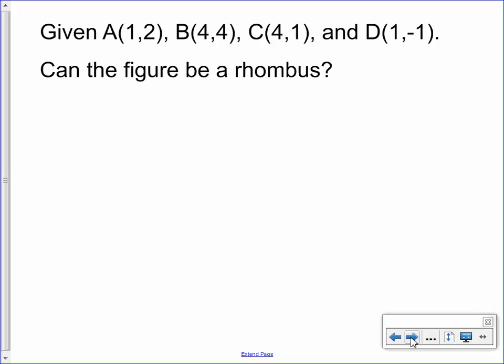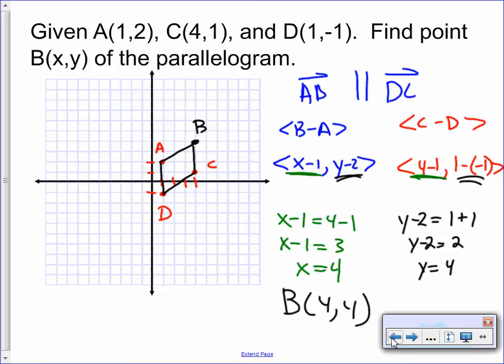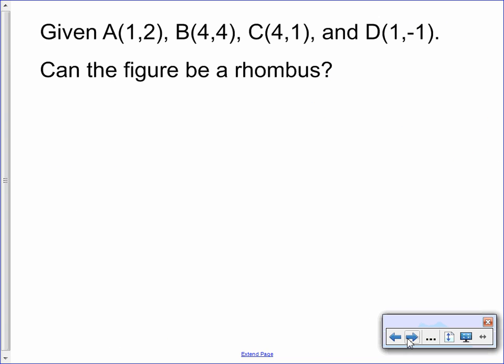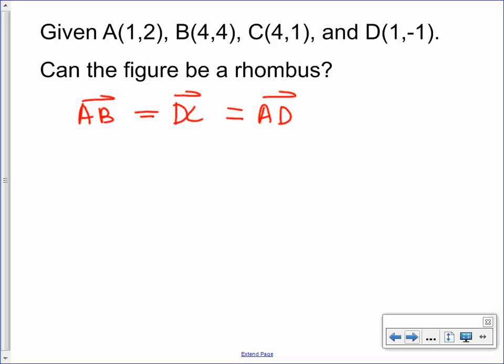All right. So using that figure from the beginning, so this is just the same picture. Can it be a rhombus, right? In order for it to be a rhombus, all the sides have to be congruent. So therefore, AB has to be the same as DC, has to be the same as AD, which has to be the same as BC. And what I mean by length, I'm talking about magnitude.